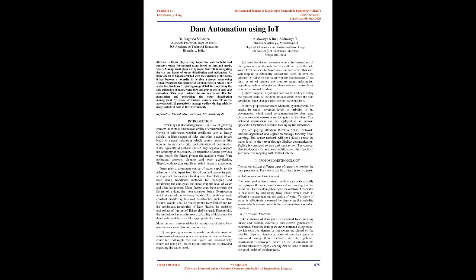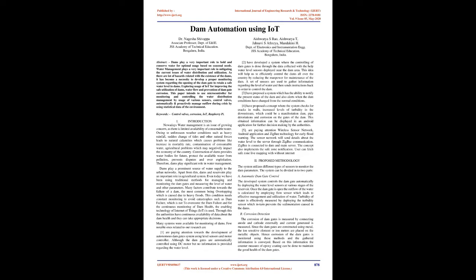Dam automation using IoT. Abstract: dams play a very important role to hold and conserve water for optimal usage based on seasonal needs. Water management plays a very important role in mitigating the current issues of water distribution and utilization.